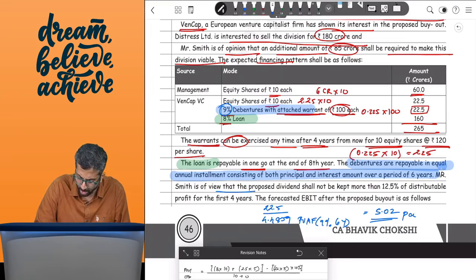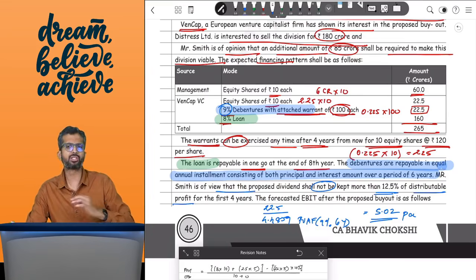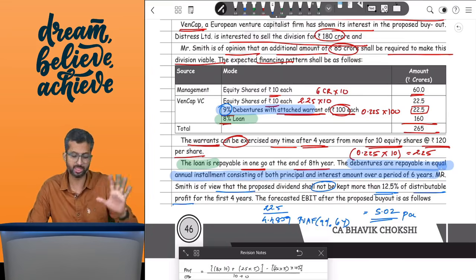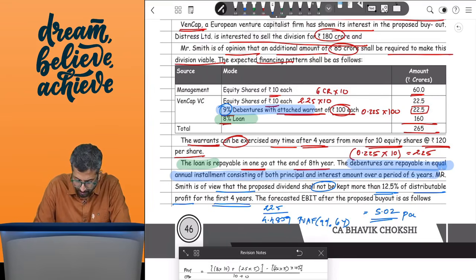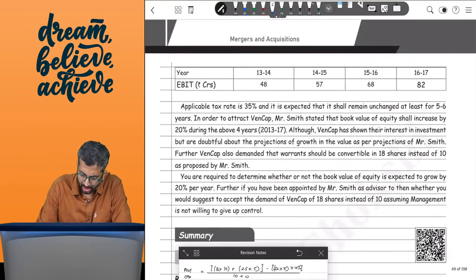Mr. Smith is of the view that proposed dividend shall not be kept at more than 12.5% of the distributable profits. This is like the payout ratio. Usually dividend is a percentage of face value. Here it is a percentage of distributable profits for the first 4 years. The forecasted EBIT after the proposed buyout is as follows. Okay, you have EBIT for 4 years.